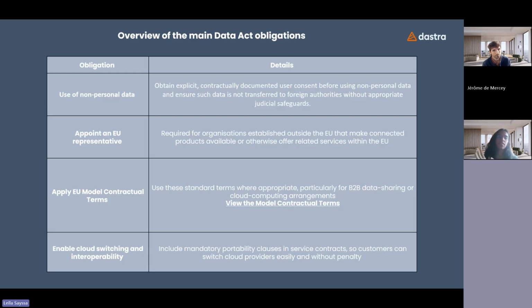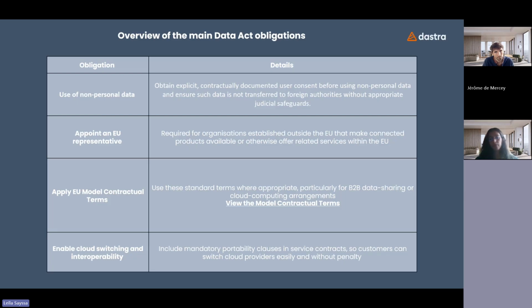So as Jérôme said, it can be personal data or non-personal data. We know that personal data is quite covered by the GDPR, but there's also the non-personal data here. So we have to explain and get the user consent to use the data, and what are the safeguards that we have to put in place, and what are the prohibited uses of the data here. And there's this obligation to appoint an EU representative.